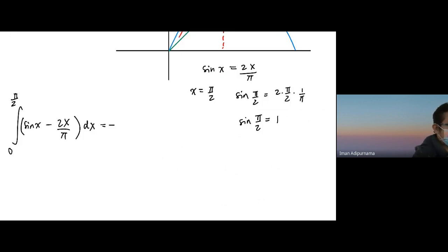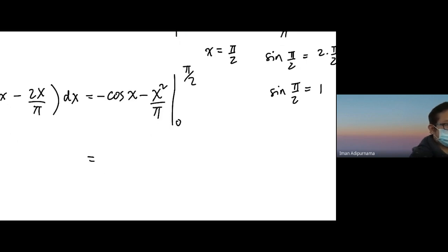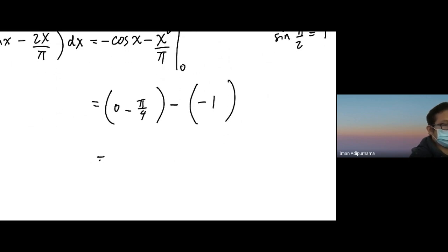Now we can integrate: sine becomes negative cosine x, minus x squared over pi, from 0 to pi over 2. This will be 0 minus pi squared over 4, which becomes pi over 4, right? And minus 0 is negative 1, right? So we have 1 minus pi over 4.